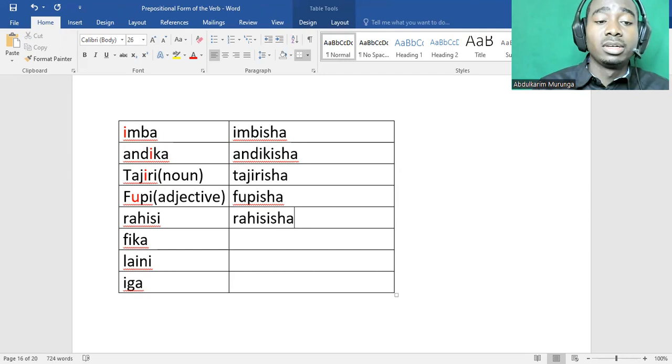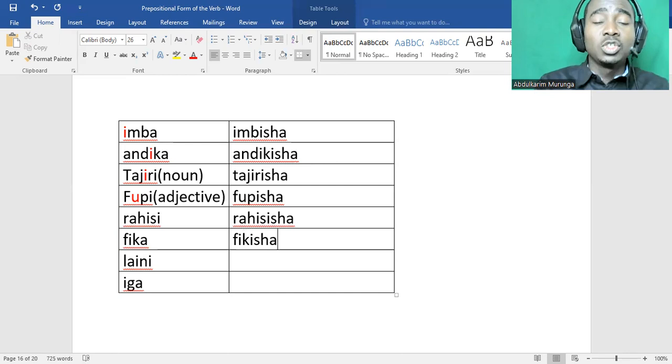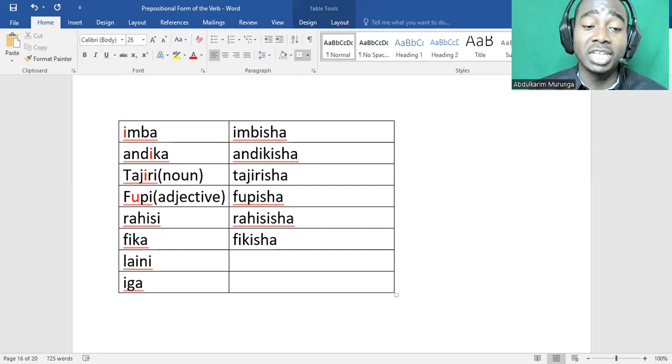Fika, reach somewhere. Maybe you're going somewhere and you have reached a point, maybe Mombasa. You say, nimefika Mombasa. But to make someone reach Mombasa, you say fikisha. To make someone or something reach the destination, you say fikisha. The verb is fikisha.